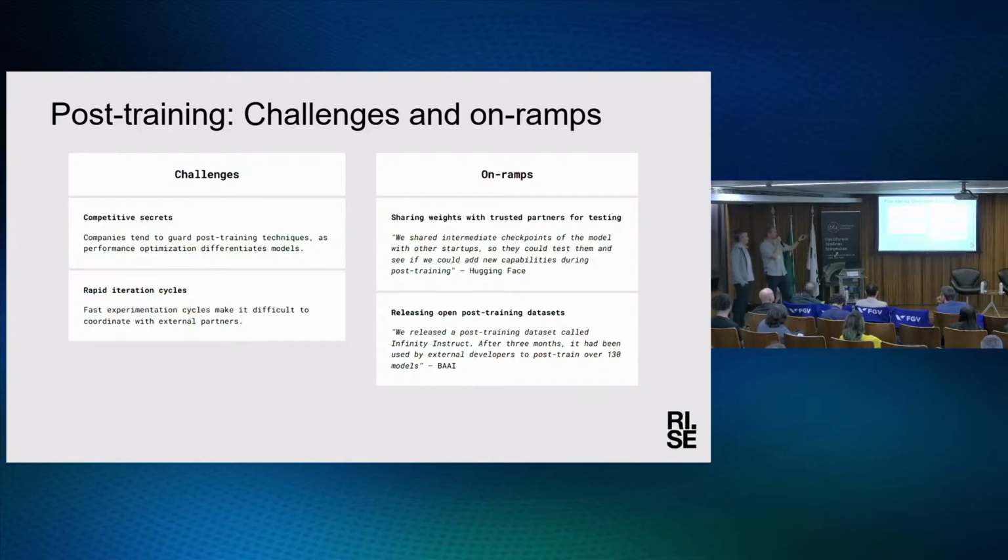So Hugging Face shared the intermediate checkpoints of their small model with trusted partners for them to use on various use cases and share feedback. That, of course, is not open collaboration, but we still see it as a type of collaboration involving stakeholders beyond just the developers. And the Beijing Academy of AI also released post-training data sets with a community, which they said has been used by over 130 model developers. So that's a nice example.